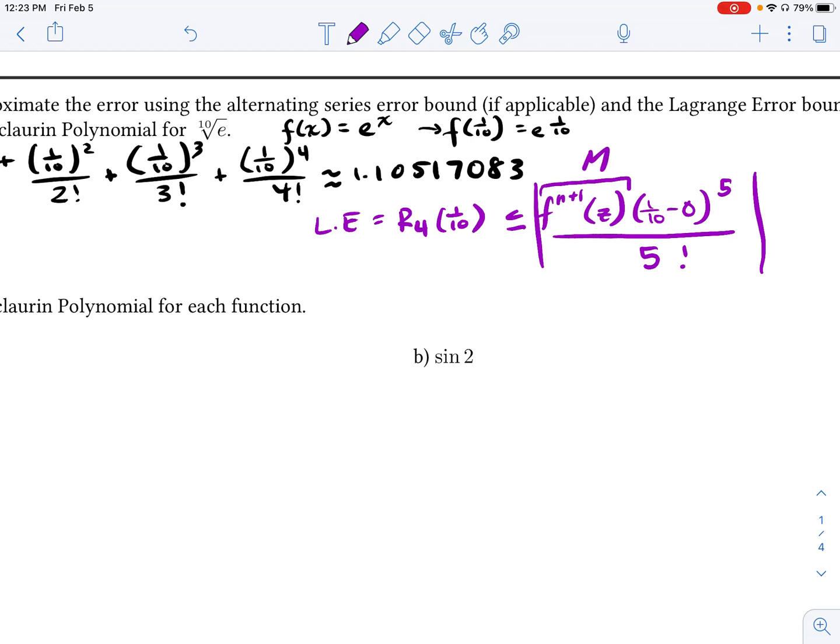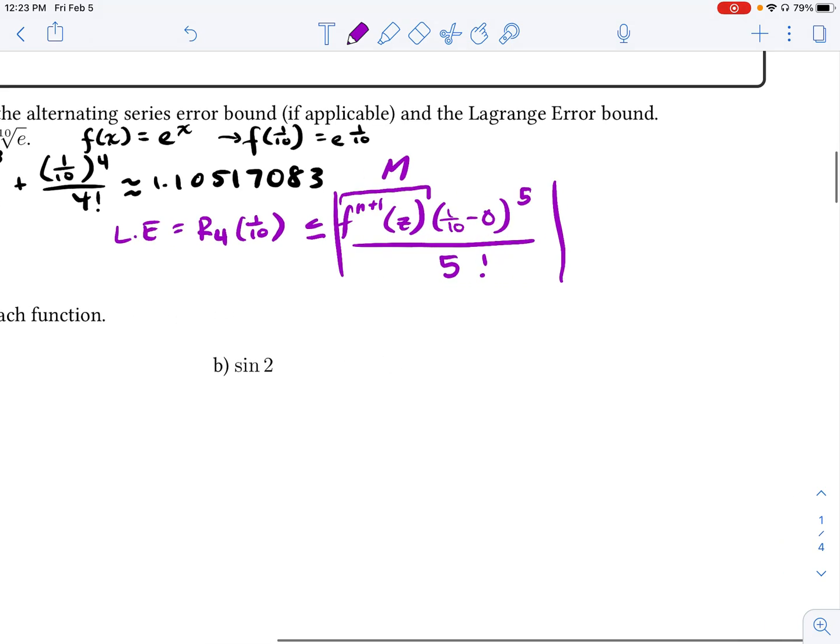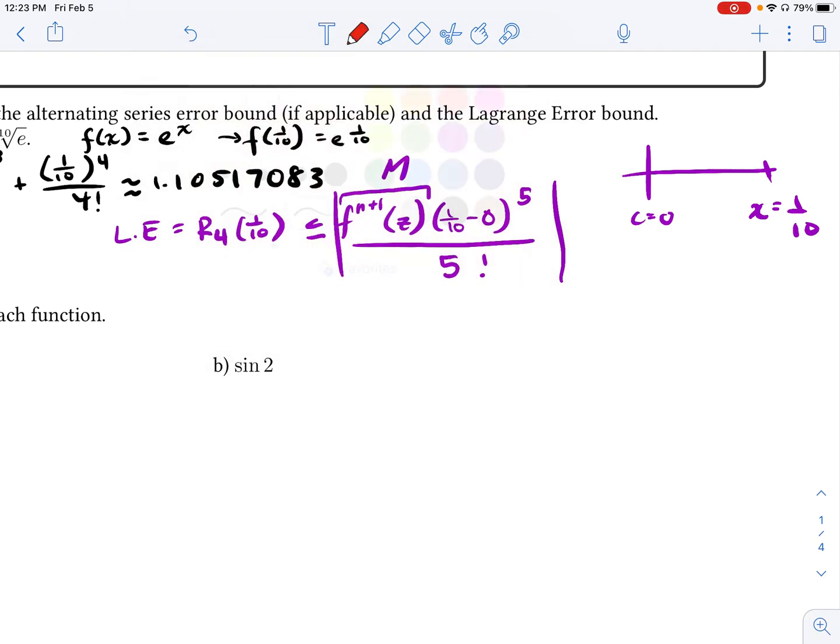And again, we're not too concerned with trying to find that z value. Remember, we have some z value that's in between x and c. C here being equal to 0, x here being equal to 1 over 10, we're saying that there is some z value in here that's going to create the largest possible order derivative. Now, again, we're not worried about finding z, so let's think about this.